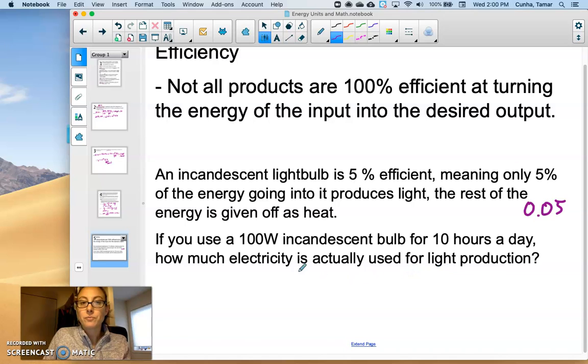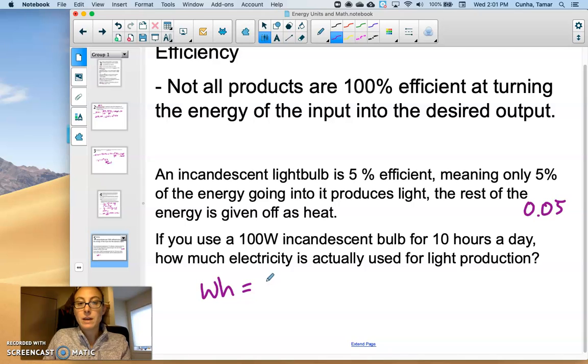used. So if we are using a 100 watt incandescent bulb for 10 hours a day, how much electricity is actually used for light production? This is kind of a two-step question. First of all, you want to remember that this really, what unit is that looking for? That's looking for watt hours. We don't need kilowatt hours at this stage, but you could convert it into kilowatt hours. We need watt hours.